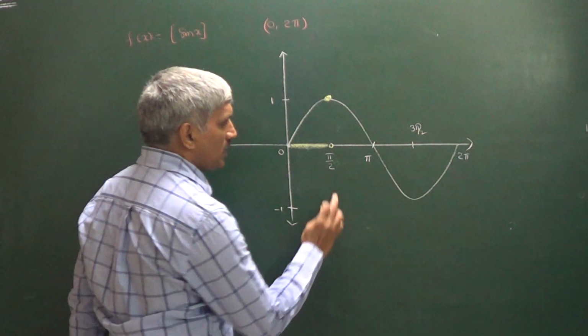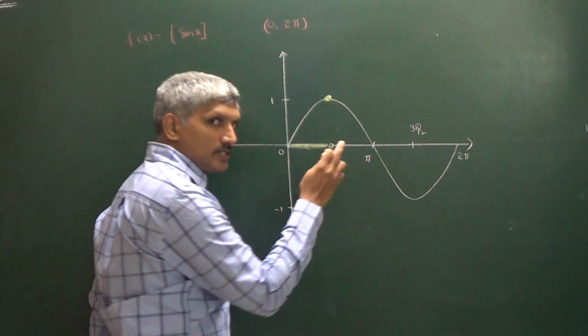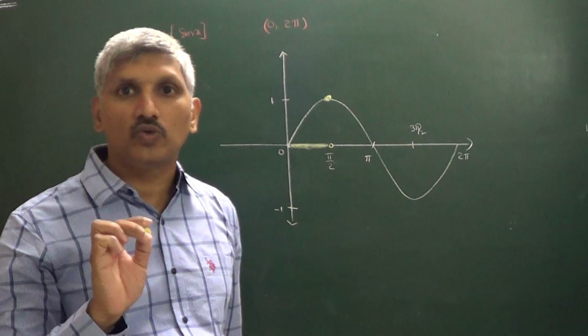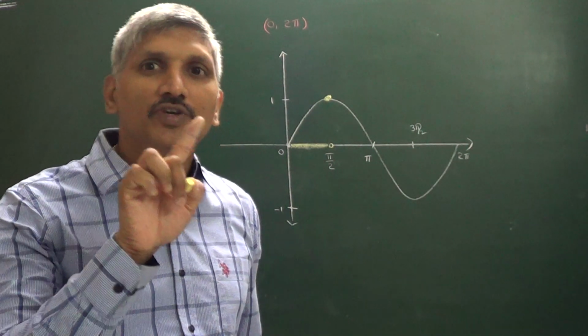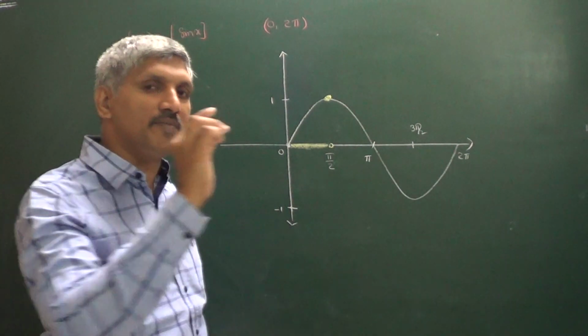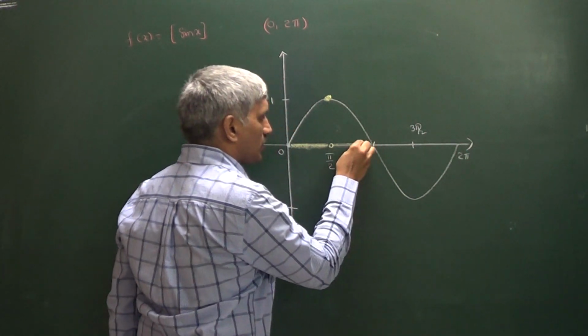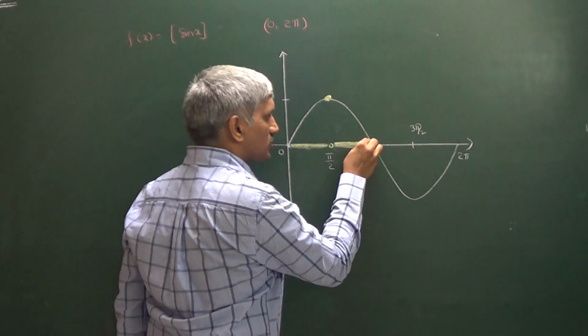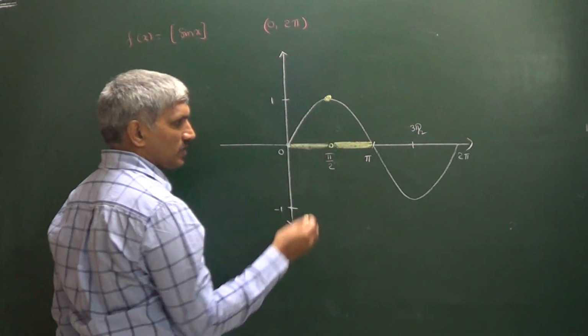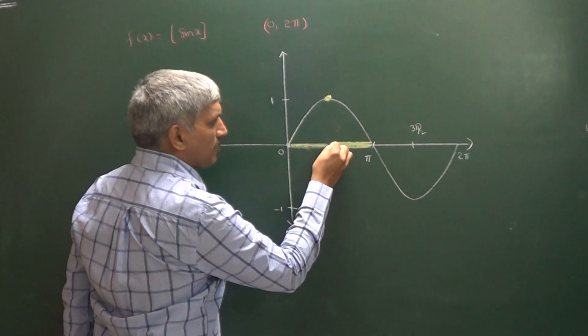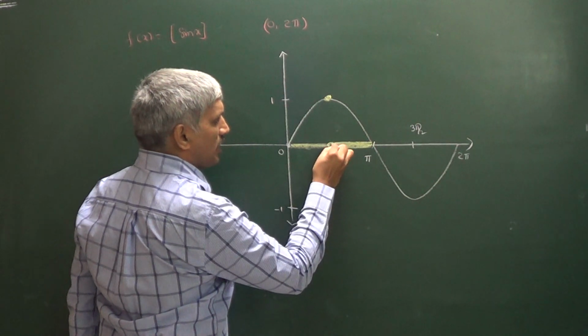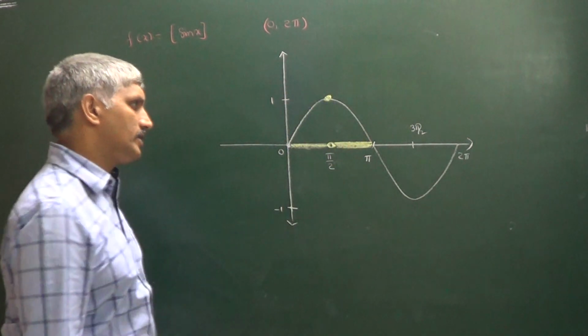Again you can check pi by 2 to pi, sin values are positive, but it takes the values between 1 and 0 only. Again the integral part becomes 0. So that's why this is the graph for the greatest integral part of sin x. So only at pi by 2 it is taking a jump, that is 1.